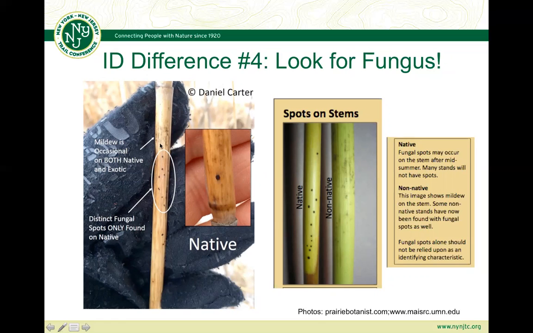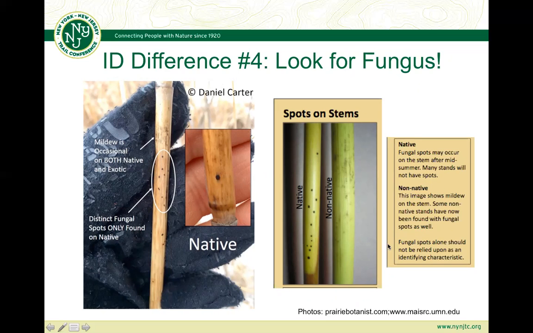And I'm not talking about those mildew stains that we talked about before that are a little bit more evenly spread out. You can see it here and here. And you can find that in both invasive and native Phragmites. I'm talking about circular dots. They only seem to impact the native Phragmites. So if you see the presence of these dots after you peel back those sheaths, it's a good indication that you're looking at a native Phragmites.